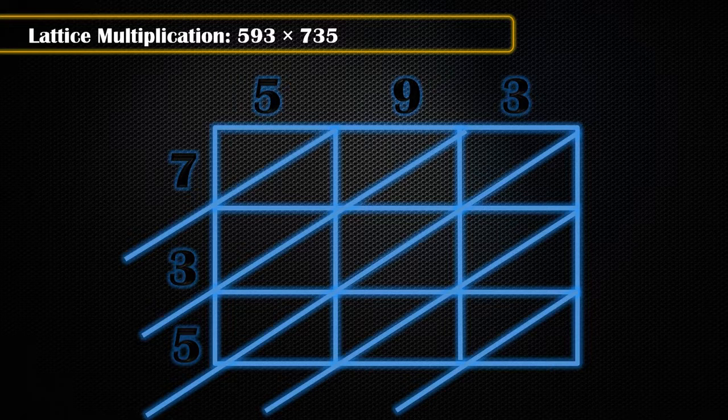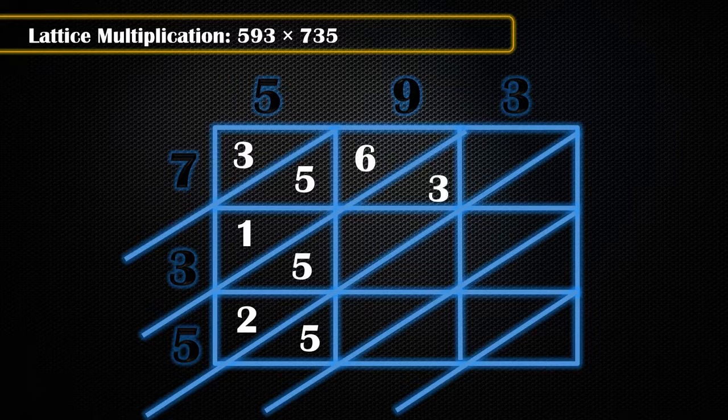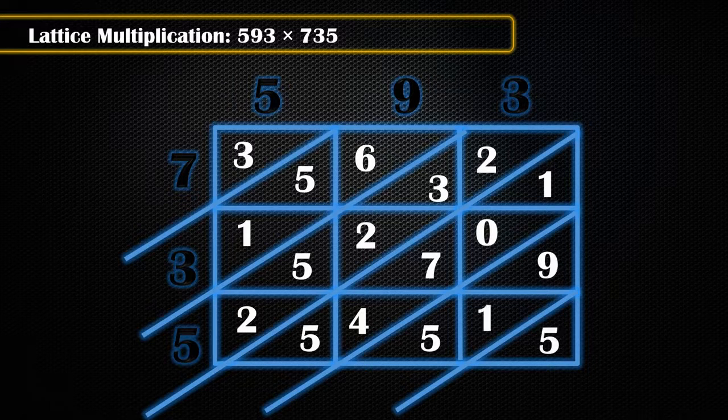So 5 times 7 is 35. 5 times 3 is 15. 5 times 5 is 25. 9 times 7 is 63. 9 times 3 is 27. 9 times 5 is 45. 3 times 7 is 21. 3 times 3 is 9. 3 times 5 is 15.